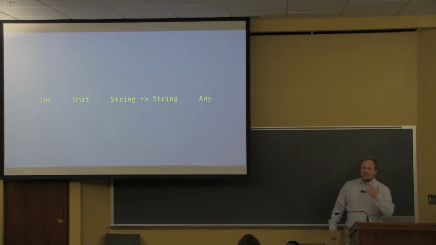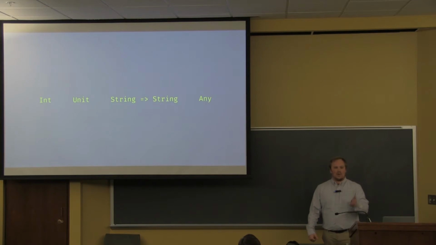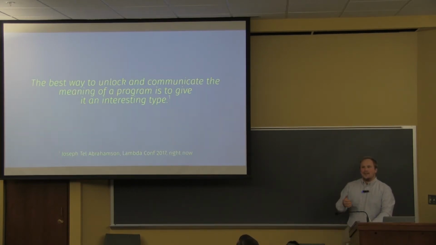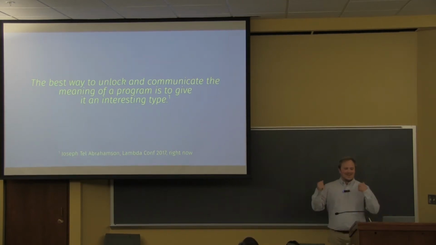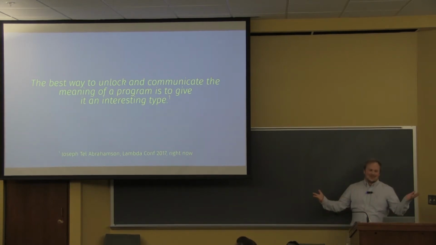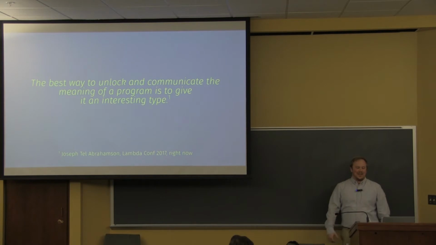And like string to string, if you're more interested in some of the more parametric or aggressively typed ideas in Scala, then you might think string to string is a dangerous type because you can do a lot of things with it. It doesn't give you a lot of information. And so the idea that I'd like to put forward, and I'm attributing it to myself right now, is that the best way to unlock and communicate the meaning of a program is to give it an interesting type.